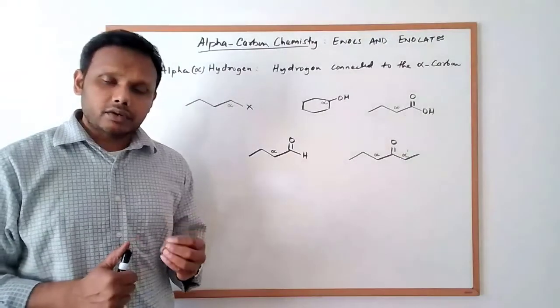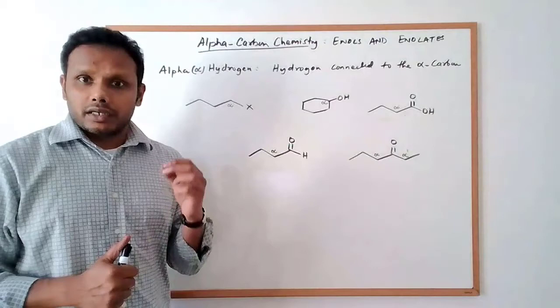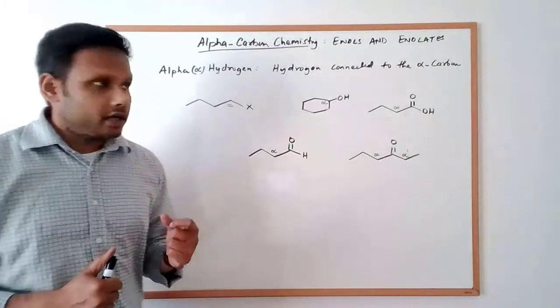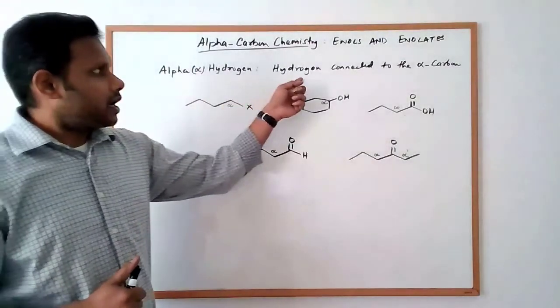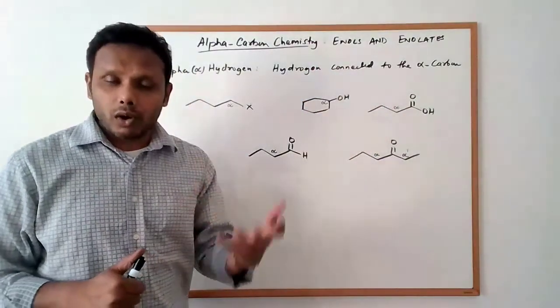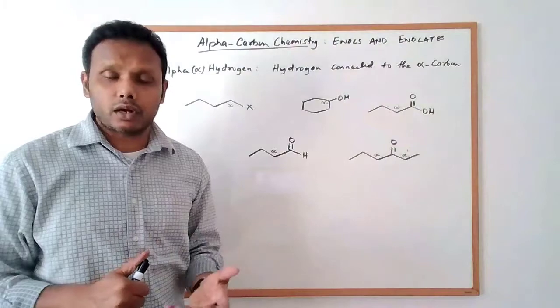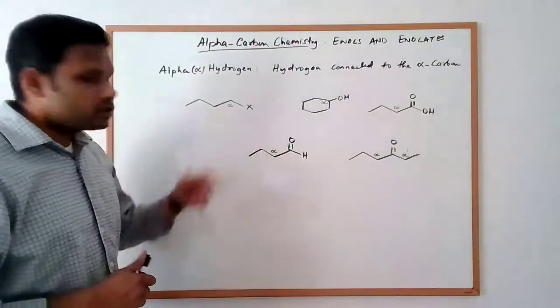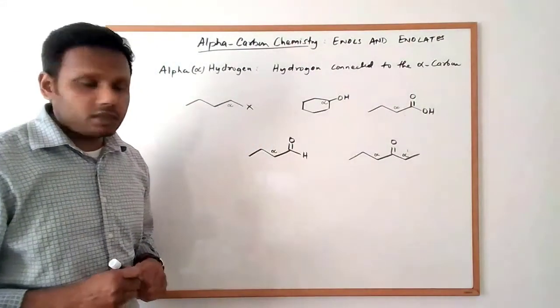And once we understand what an alpha carbon is, it is very easy to pick out an alpha hydrogen. An alpha hydrogen is the hydrogen that's connected to the alpha carbon, or all hydrogens that are connected to alpha carbons would be alpha hydrogens. So let's look at some of these examples that we've already used.